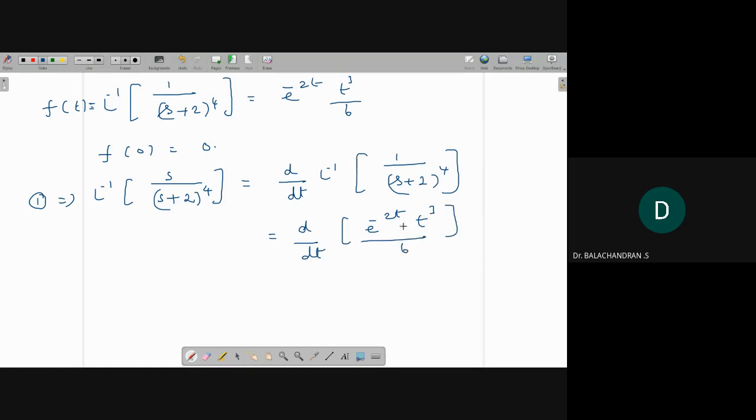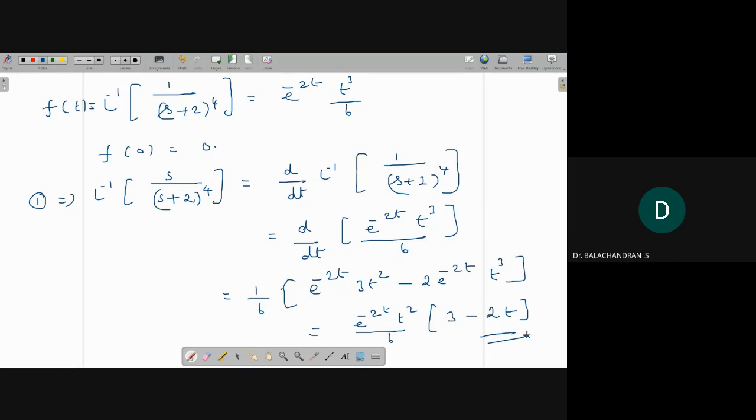Take 1 by 6 commonly, UV method. So e power minus 2t into 3t square, and then minus 2 into e power minus 2t into t cube. The final answer is, if you take e power minus 2t common, t square also common, by 6, remaining you have 3 minus 2t. So this is the final answer.